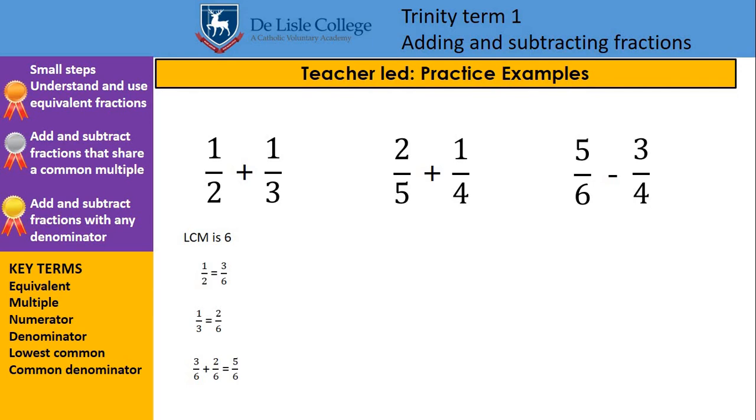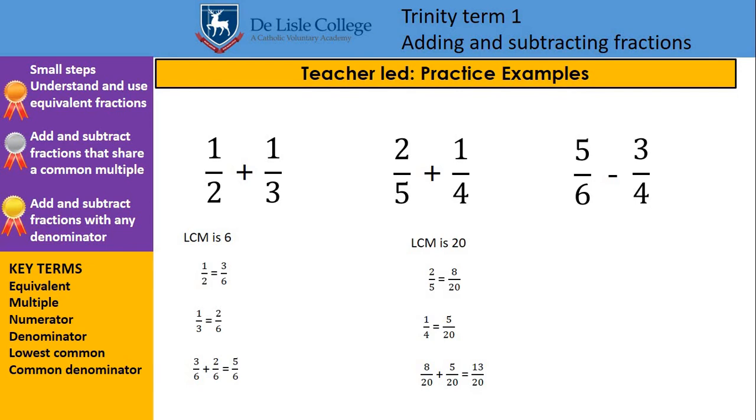Next one, 5 and 4, running through your 5 times table. 5, 10, 15, 20. 20 appears in the 4 times table. Let's take that as our lowest common multiple. Get the equivalent fractions, add them together there, and we've got 13 over 20.